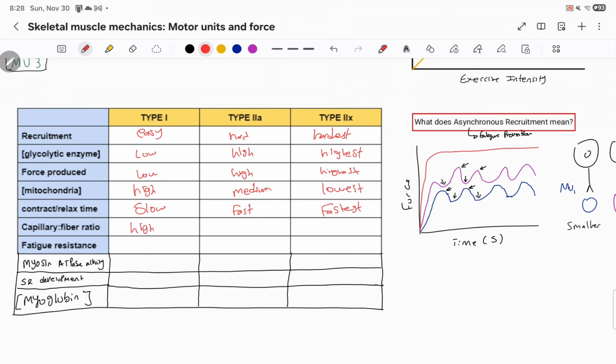Type 2A, they're in the middle, so they have to be medium. And this guy, type 2X, has a low capillary to fiber ratio. Now, does this mean that these capillaries are absent? No, it's just that relative to the type 1s, it is low, okay? These values are all relative to one another.